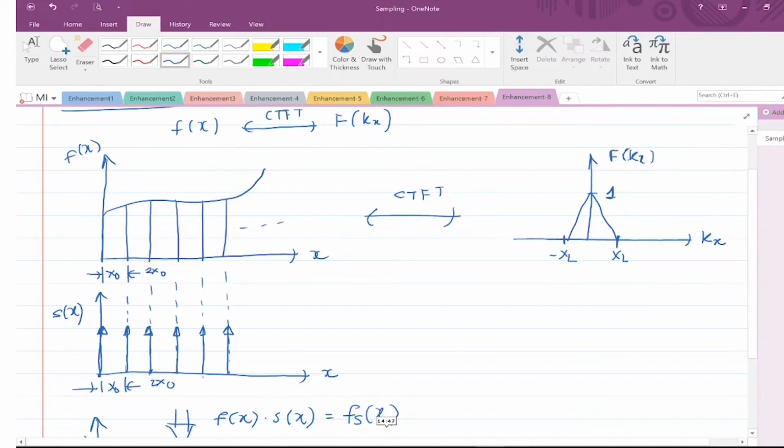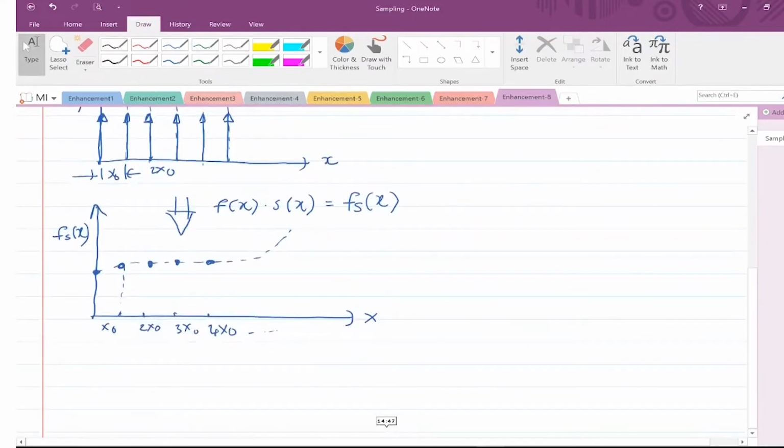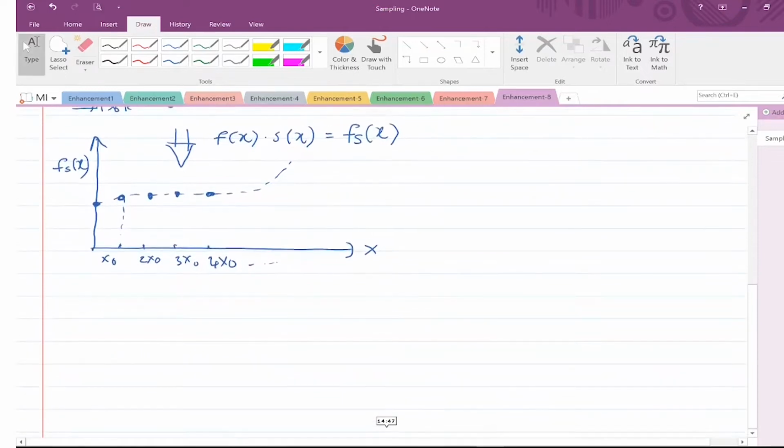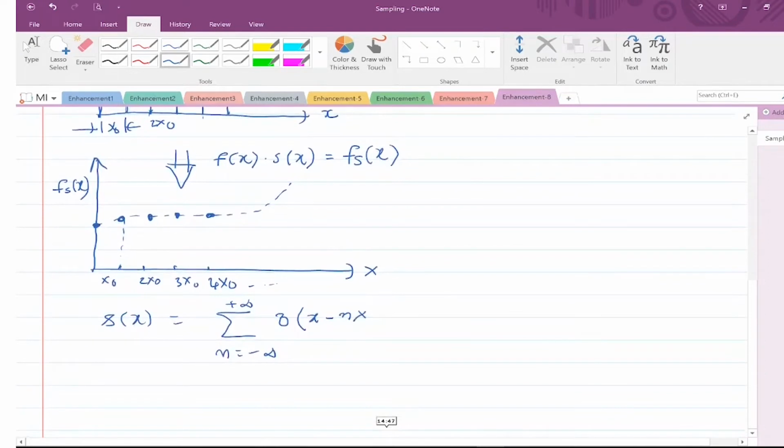Now let us come to this impulse train and see how it would look. For that, let's first write the expression for s of x for the sake of completeness. So s of x is equal to the sum of impulses from minus infinity to plus infinity, delta of x minus n x naught. You have it in the x-axis, and at all integer multiples of x naught you have impulses.